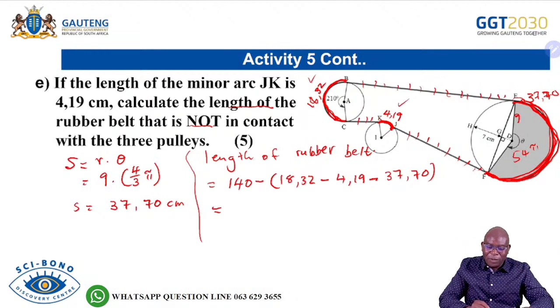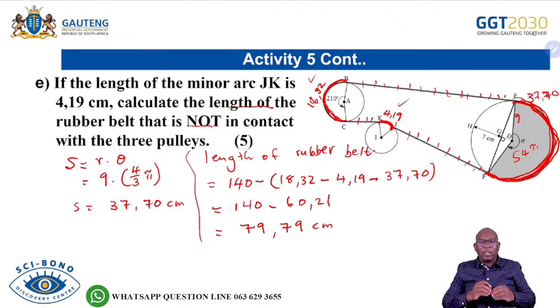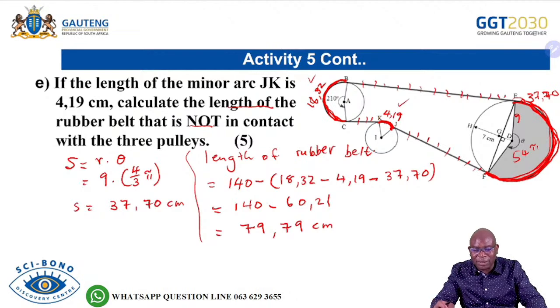Okay. So 140 minus that, if I use my calculator correctly, then I'm going to get 140 minus 60.21. Then the answer there is going to be 79.79 centimeters. So the length that is not on the pulleys, it's 79.79 centimeters. Lovely question. Please practice these questions.